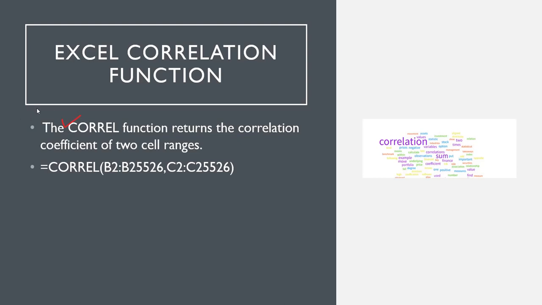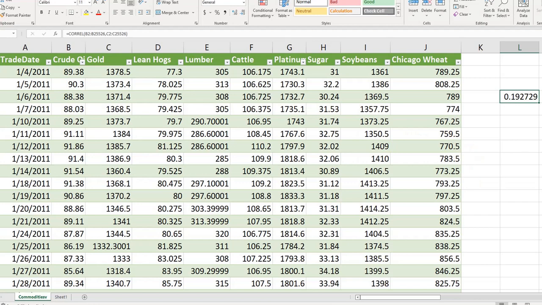One way to calculate the correlation coefficient in Excel is to use the CORREL function. It returns the correlation coefficient of two cell ranges. Here is an example. Equal CORREL. The B column is one variable. The C column is a second variable. Here then is that CORREL function in Excel.